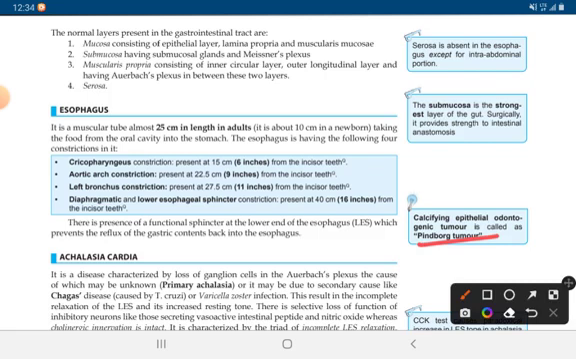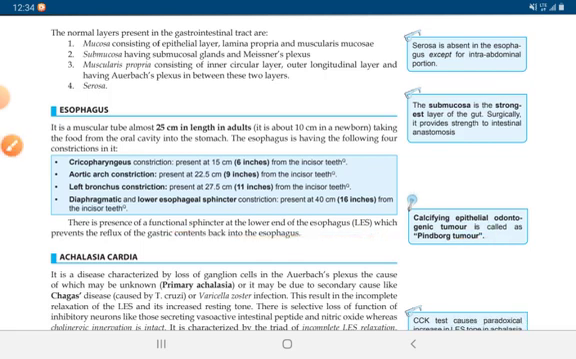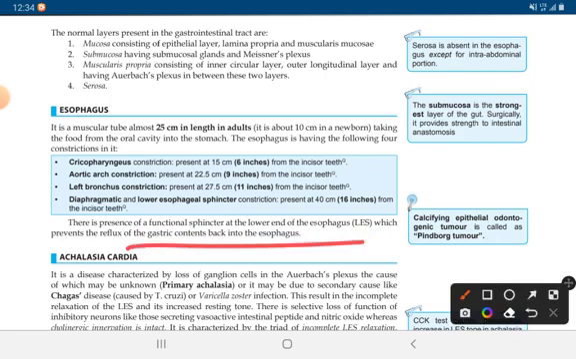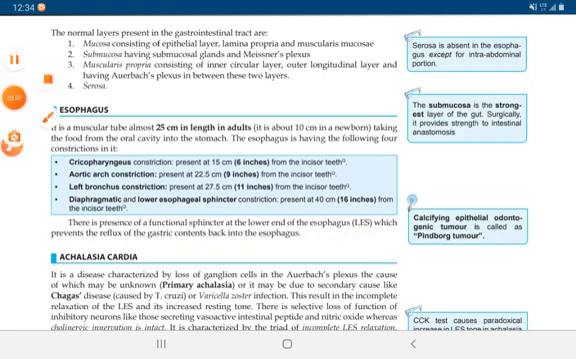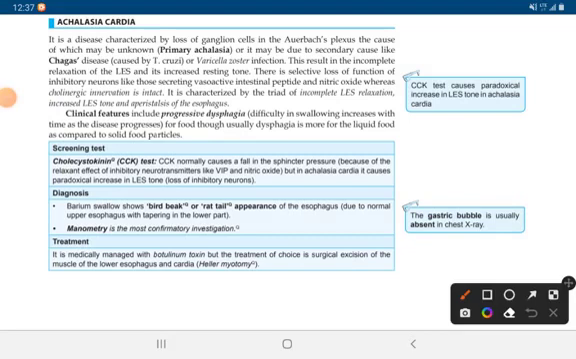There is a functional sphincter at the lower end of the esophagus, which prevents the reflux of gastric contents back into the esophagus. Now there is a disease known as Achalasia Cardia. Achalasia Cardia is characterized by loss of ganglion cells in Auerbach's plexus, which is present in the muscularis propria layer between the inner circular and the outer longitudinal layer.